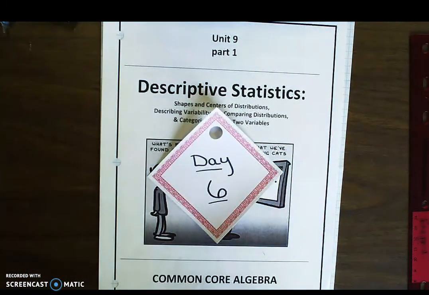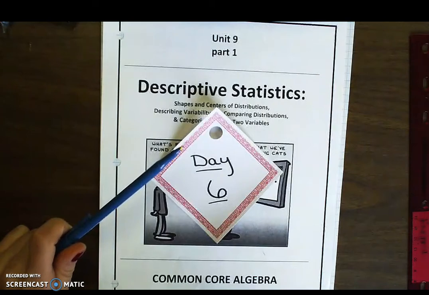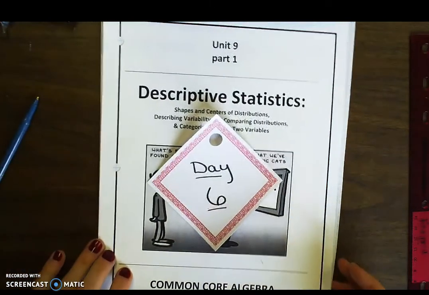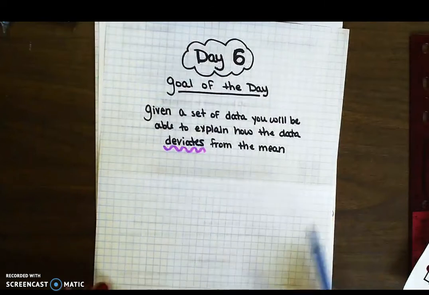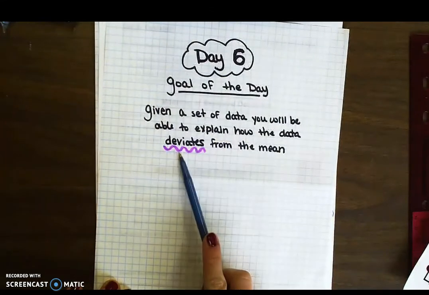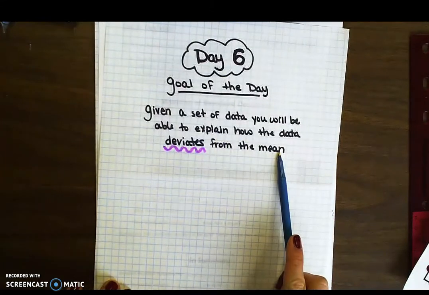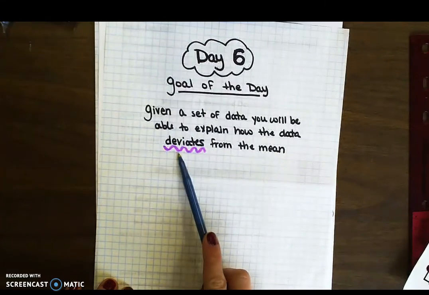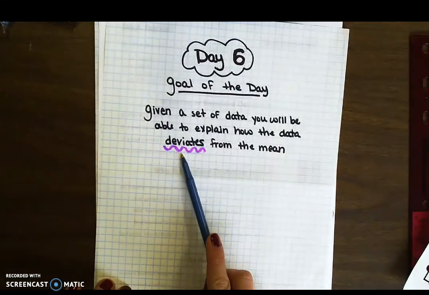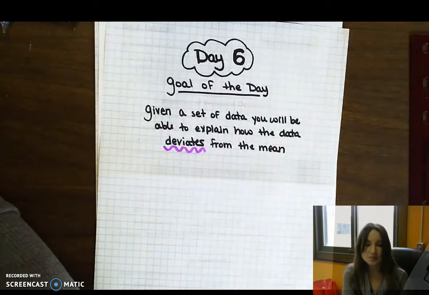For today's lesson, all you're going to need is a writing utensil and your note sheet. So for today, which is day 6, our goal of the day: given a set of data, you will be able to explain how the data deviates from the mean. All right, so today's lesson, if you see the word deviates is underlined because today is all about deviation. What does it mean for a set of data to deviate?